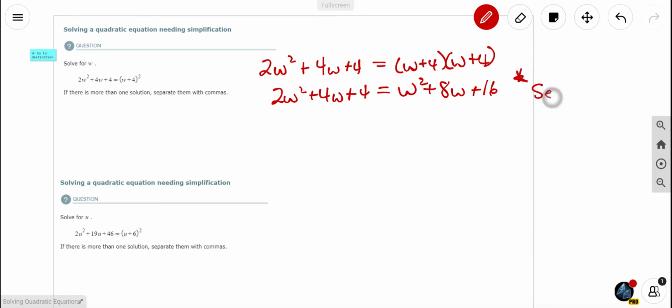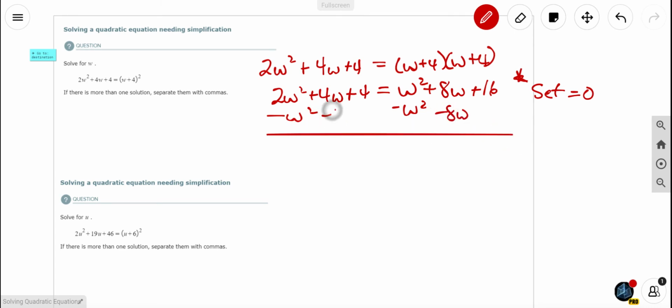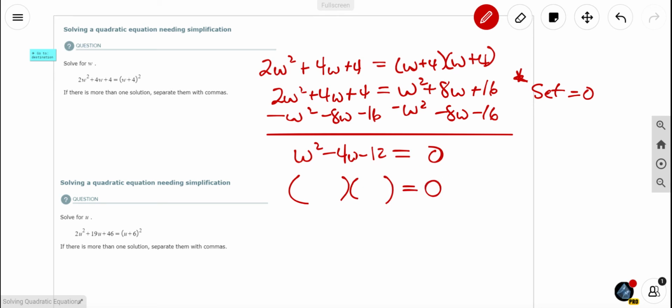You need to set it equal to 0. It's the same process. So we're going to subtract w squared from both sides. Okay, we're going to subtract 8w from both sides, and we're going to subtract 16 from both sides. And this side's going to be 0. This one's going to be -12, -4w, and w squared. And now you go, oh, wow, look, I have a quadratic. I wonder if I can factor it so I could use the 0 product rule.